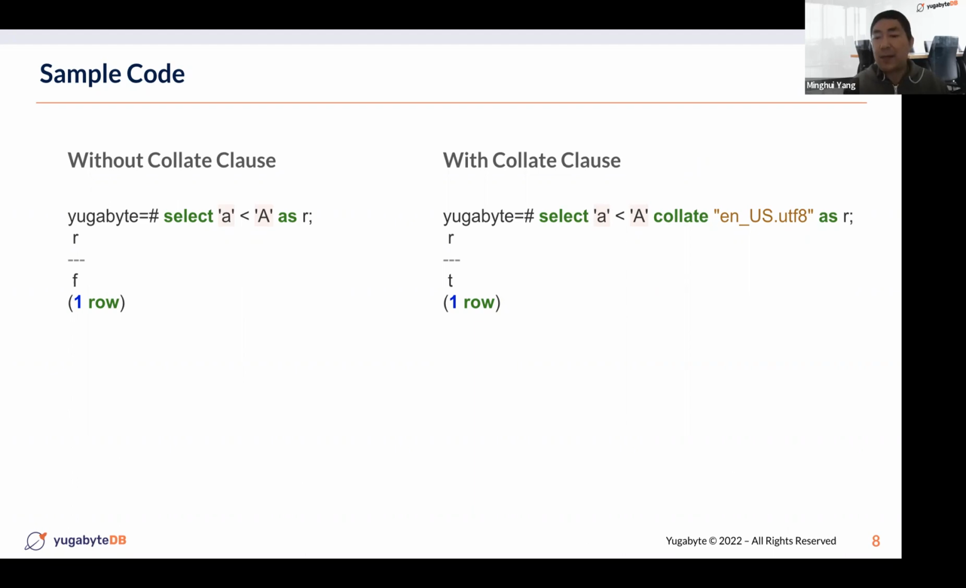But the right-hand side example still compares these two, but we have to obey the rule specified by this UTF-8 collation. According to this collation, the code point of lowercase a follows dictionary order, so lowercase a comes first. So we can see the same expression, but if you have a collation clause, then the result is different.